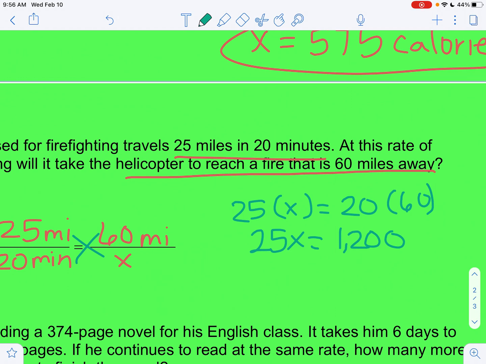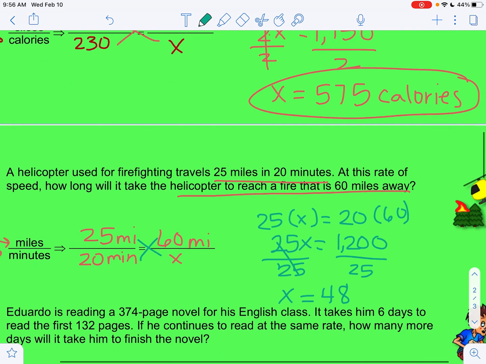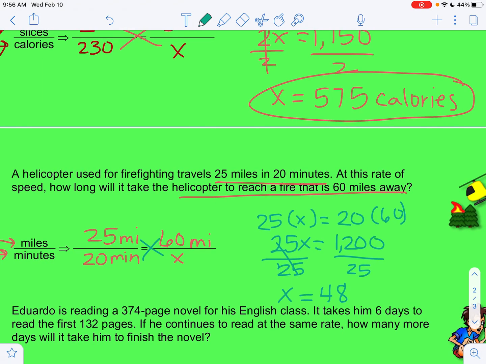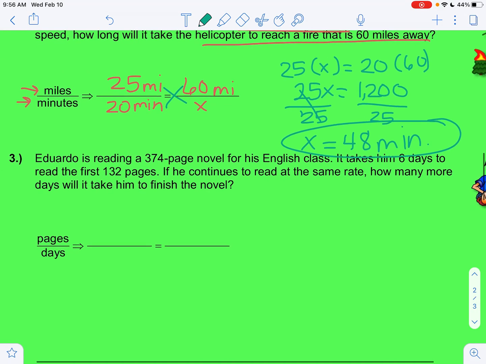And then right now it's 25 times x, so we need to divide both sides by 25. So our 25's cancel, we're left with just x on the left-hand side. 1,200 divided by 25 gives us 48. And what are we talking about? 48 miles, 48 minutes, 48 dogs, 48 minutes. Awesome. And our last problem.